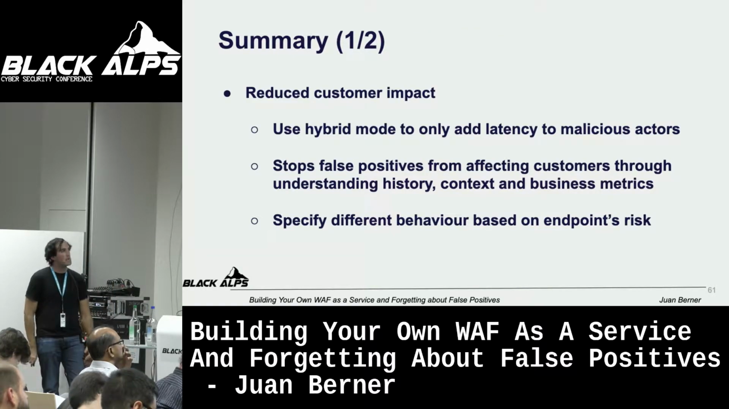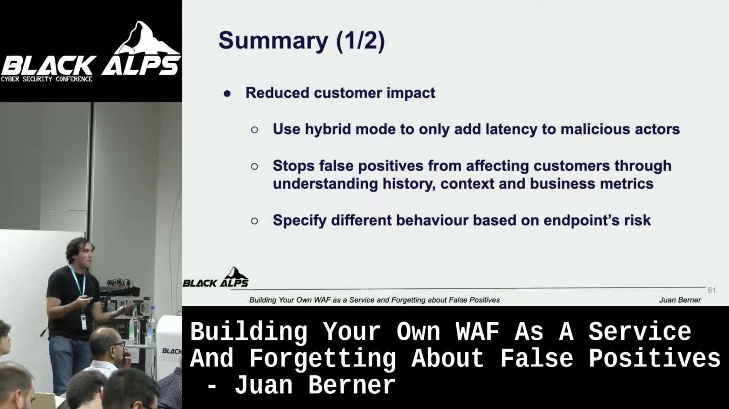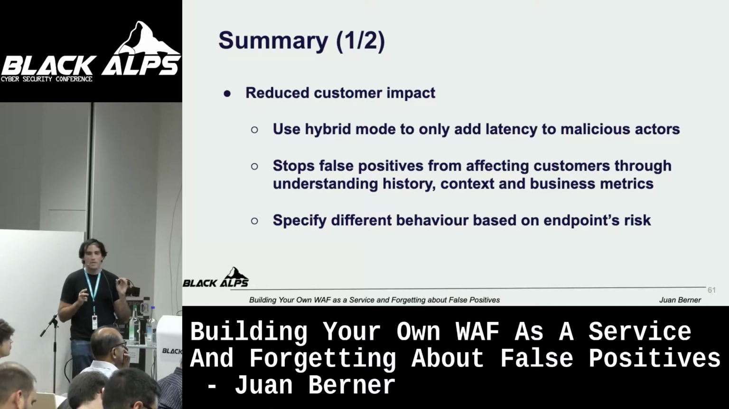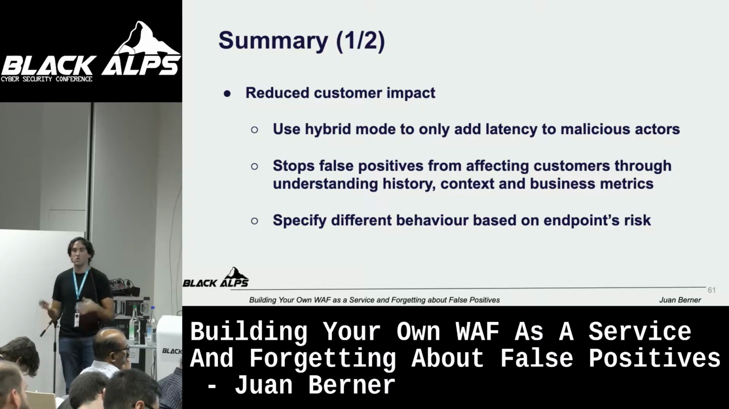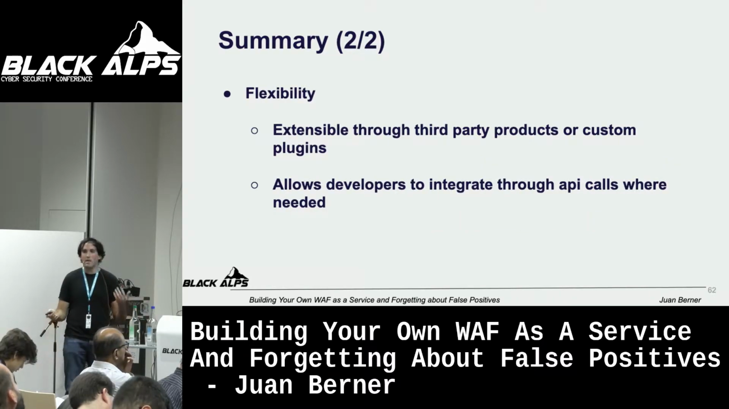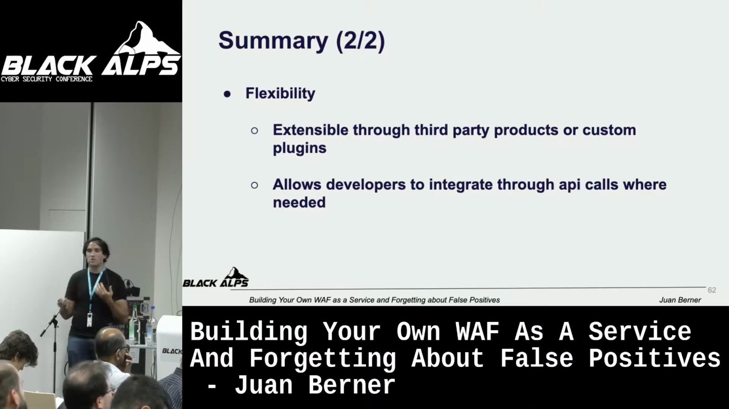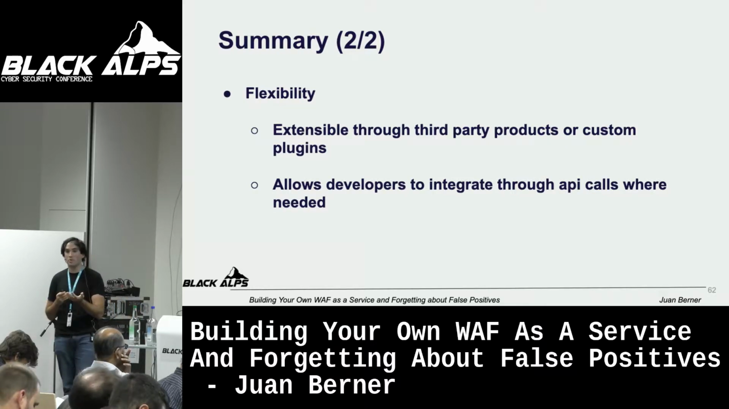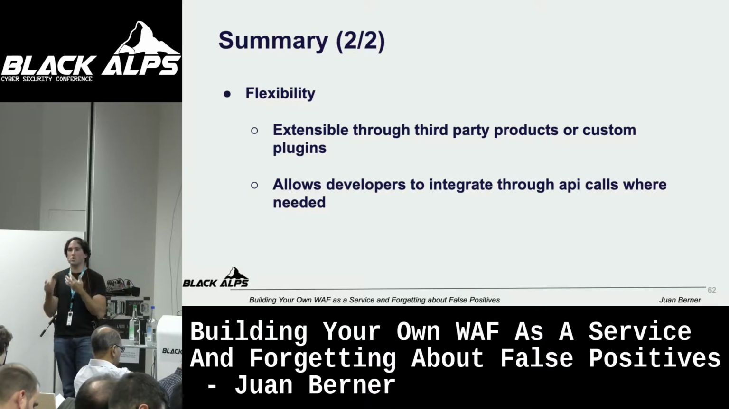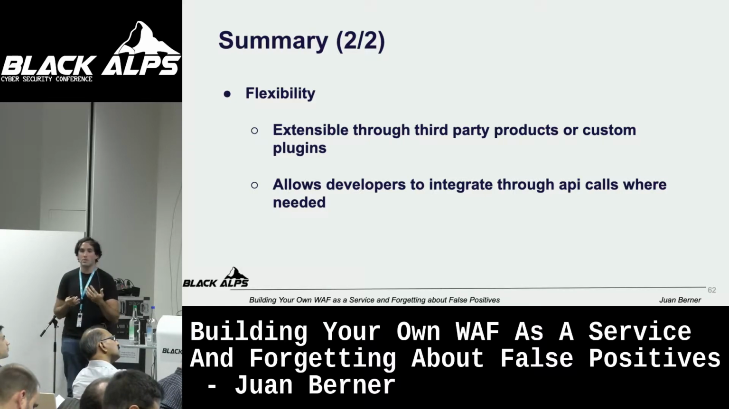So as a summary, what I mentioned was that you can use the hybrid mode to add latency to malicious actors while stopping the false positives. And this is key: you can do it per application and per endpoint. All these scoring calculations can depend on how these endpoints react to the different plugins that you have for the WAF. And there's flexibility, such as adding a machine learning model or adding your own custom rules, even if you're using a commercial product. So you can have the best commercial WAF product and still say, I also want to use these other things to expand the capabilities or improve the context awareness of that product.